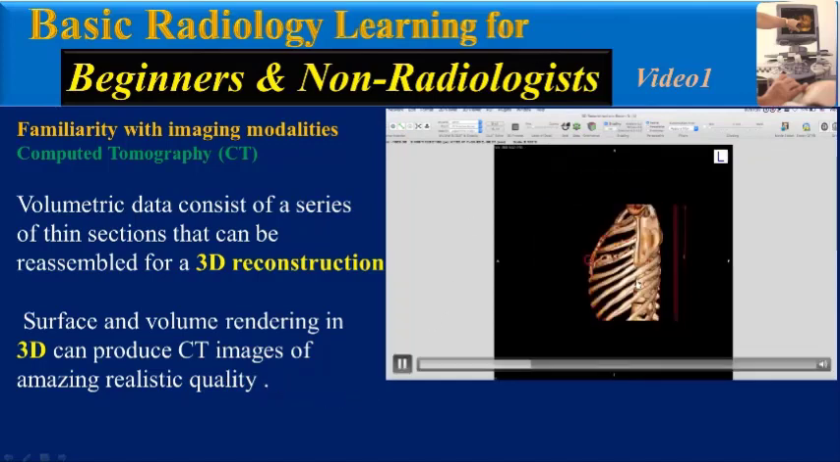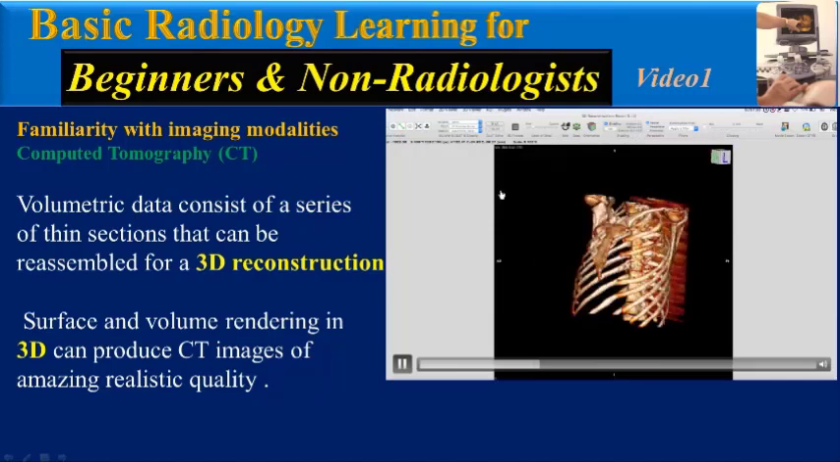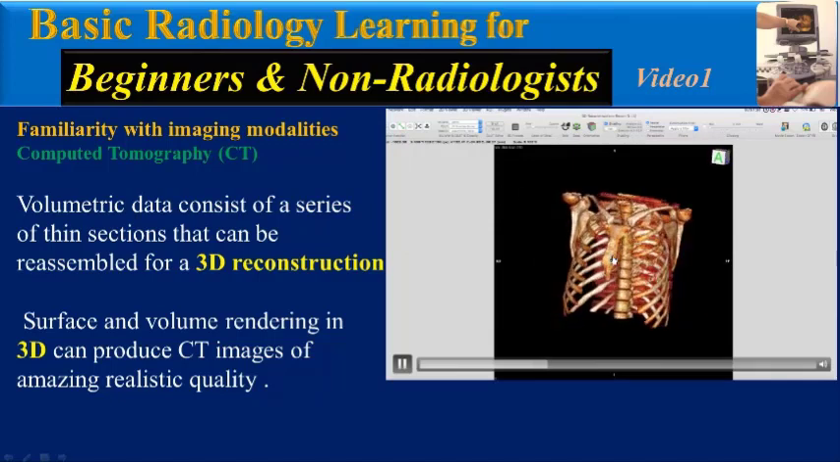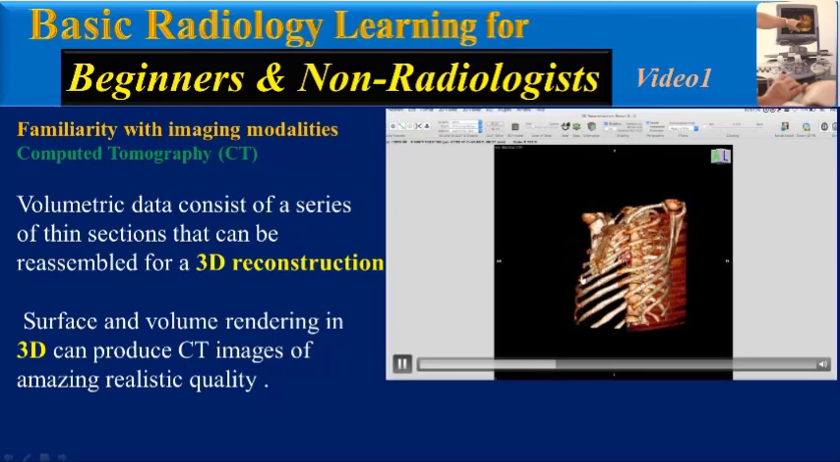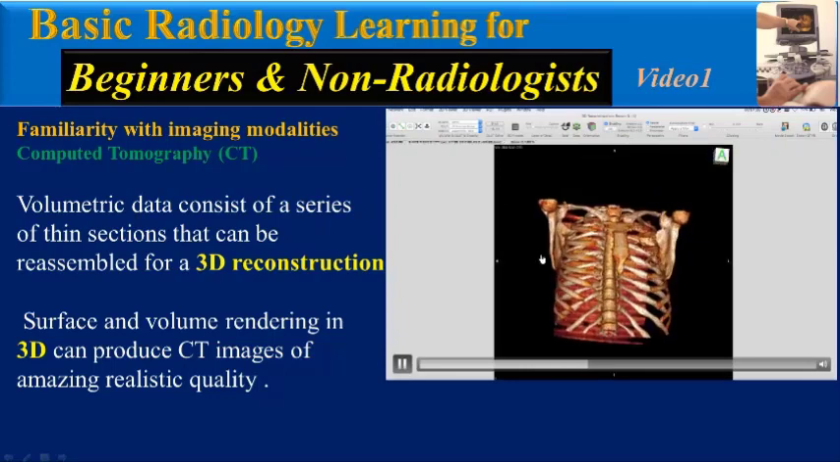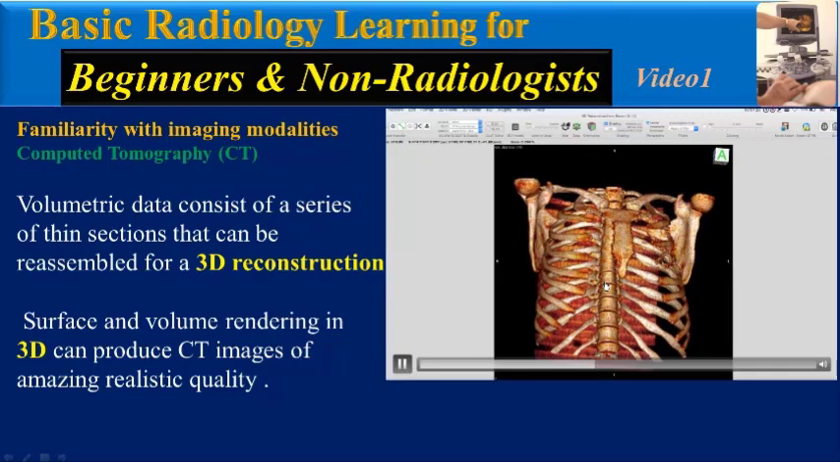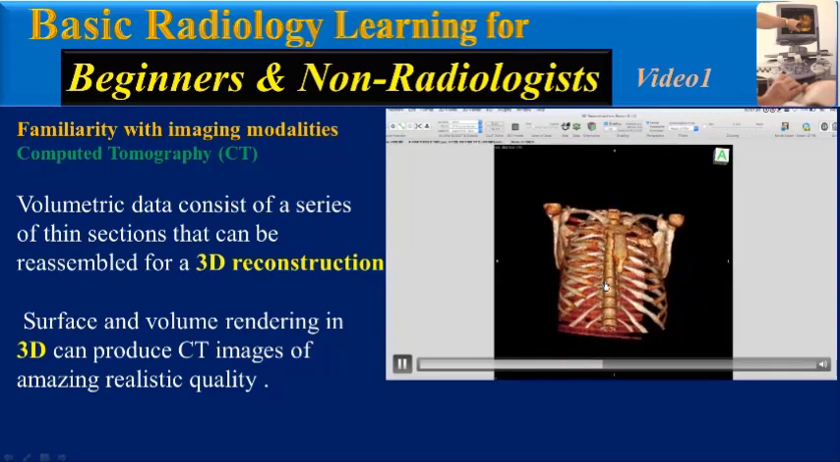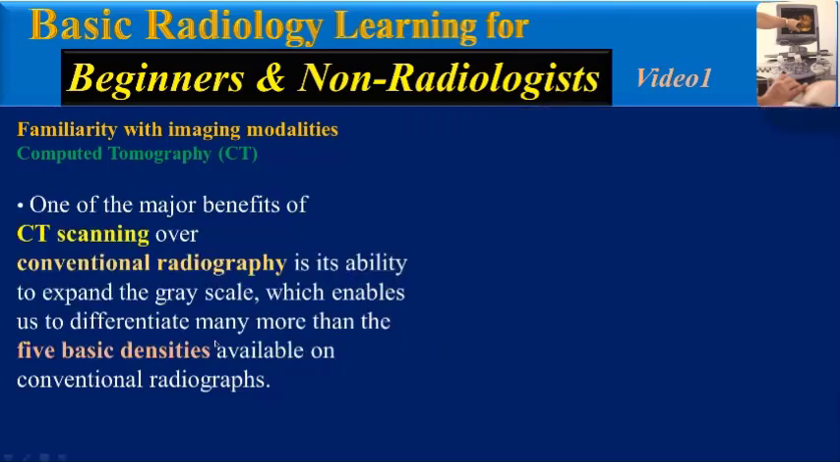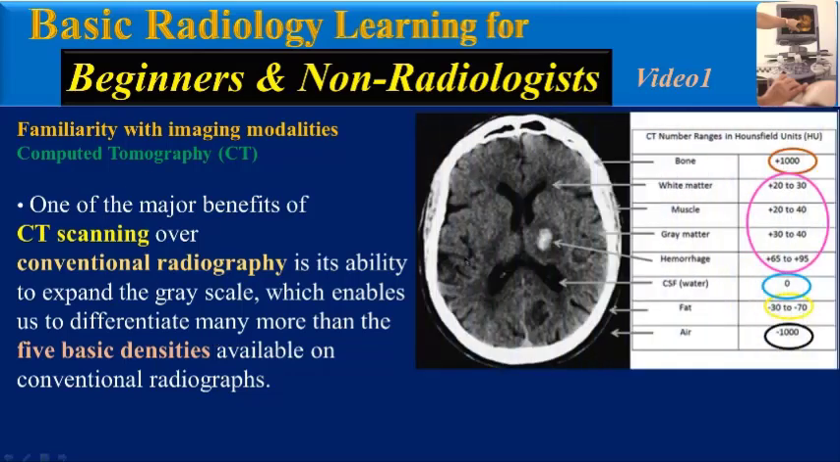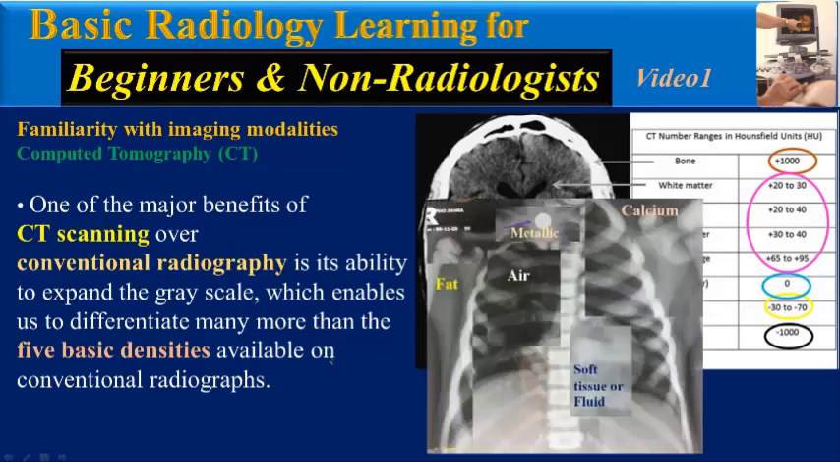As we can see here in this clip, we changed the image to 3D volume rendering of bony tracts. We can rotate the image in various views. We can magnify or minimize the image. One of the major benefits of CT scanning over conventional radiography is its ability to expand the grayscale, which enables us to differentiate many more than the 5 basic densities available on conventional radiographs.